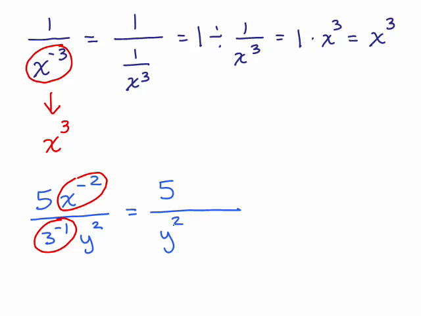But we need to move anything that has a negative exponent. So x to the negative 2 is in the numerator, so it goes in the denominator as x to the positive 2. 3 to the negative 1 is in the denominator, it goes up to the numerator as 3 to the positive 1. So we have 5 times 3, or 15, in the numerator, and in the denominator, I like to write it alphabetically, but you don't have to, so I'm just going to write x squared y squared for the answer.